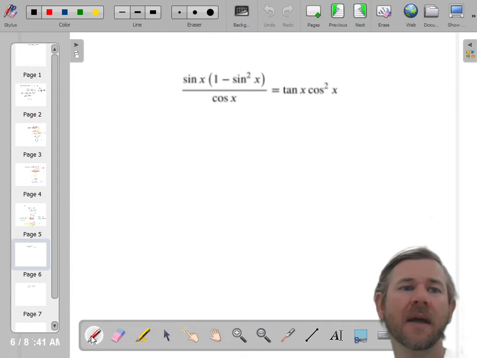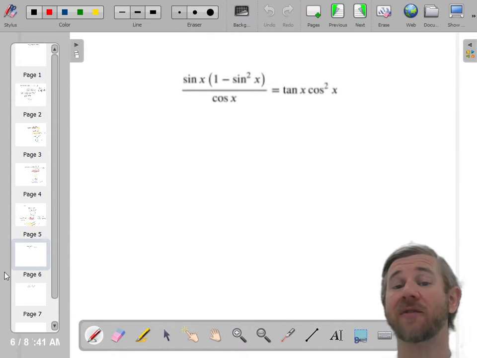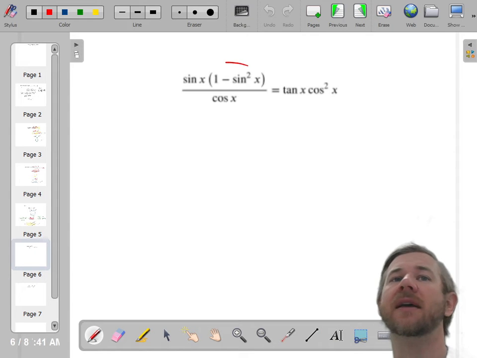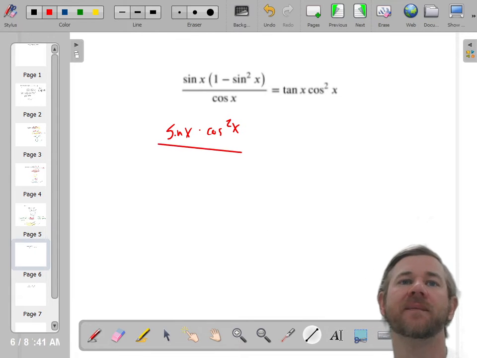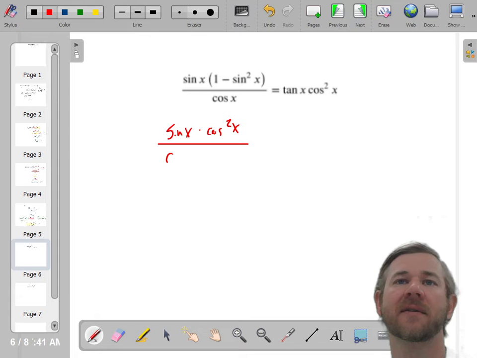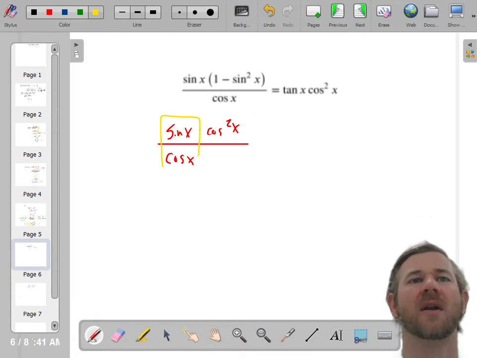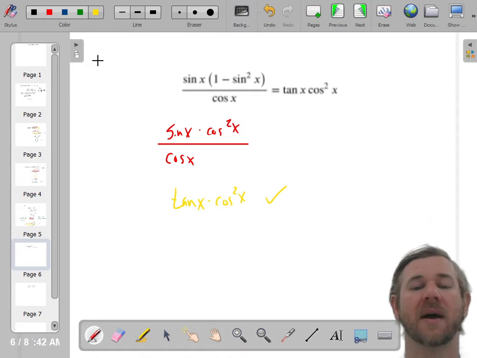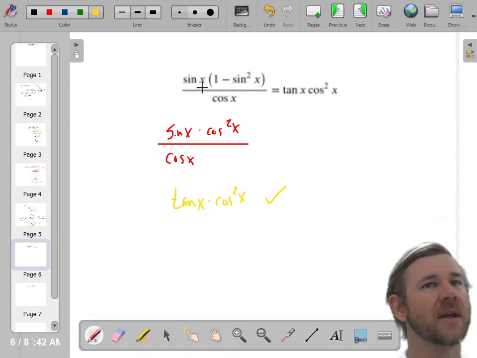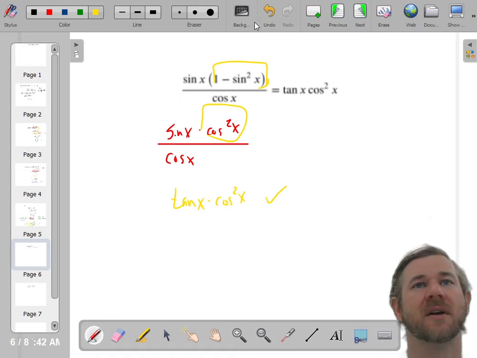A couple more. This one I think is really easy. This is one where if you catch the property, you can do this really quickly. Sine of x times cosine squared x over cosine x, which I'm going to write off to the side. Because if you notice, you're one and done. That is tangent of x times cosine squared x. So there's probably other ways you can do that, but that's definitely the way you want to go on that one. So all I did was do one substitution, and I was done.